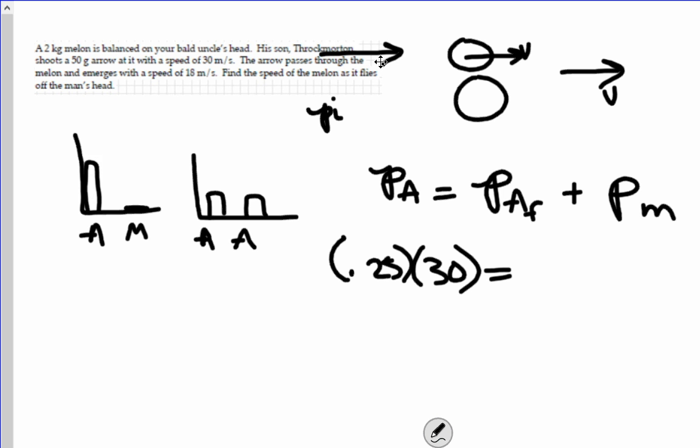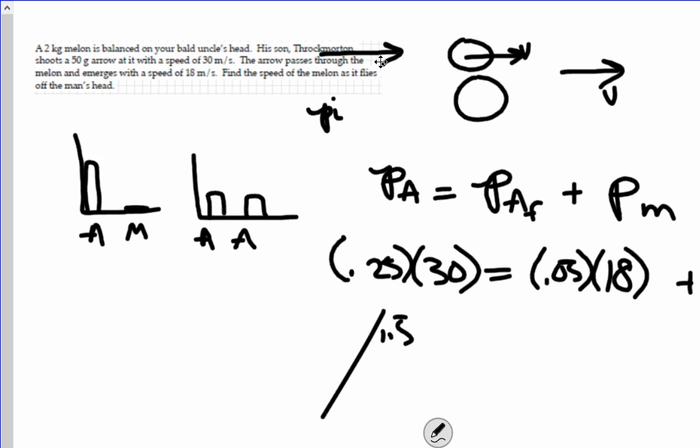The arrow still has the same mass. It hasn't shattered into a million pieces, so that's supposed to be a 5. Sorry if that's a little tough to read. So 0.05 kilograms, but after the collision, after it goes through the melon, it is moving at 18 meters per second. And the melon is 2 kilograms, and we want to know how fast it is moving at the end. So 1.5. Okay, I don't know what happened there.